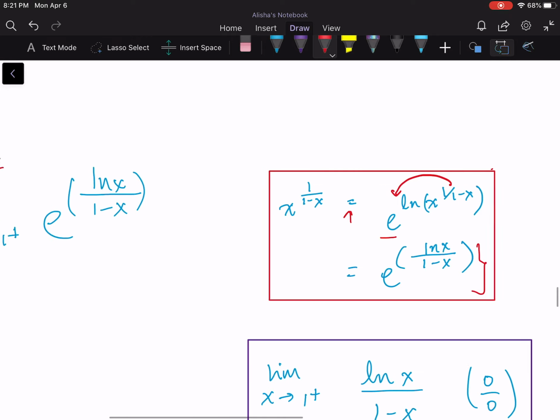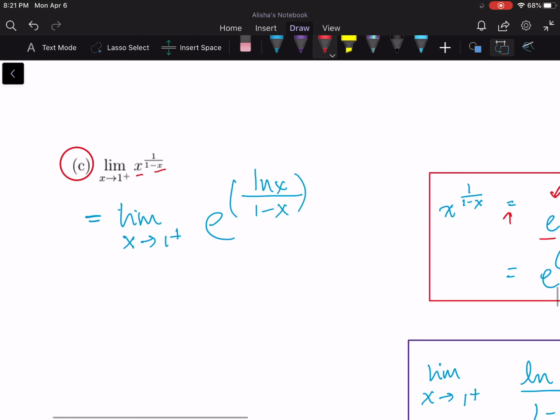Okay, so we rewrite our limit using that algebra. So we rewrite this term as e to the power ln x over 1 minus x. Okay, so far so good. That was the first step. And now the next step is actually to understand the limit of the exponent.